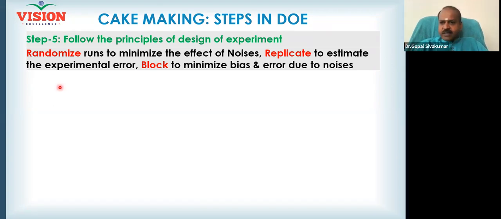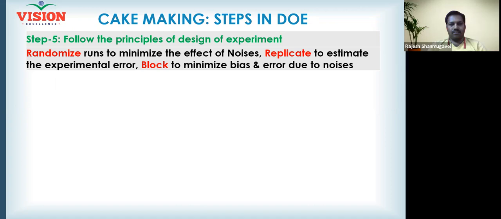If you have to make 100 cakes, the order of making the cake for a different combination of the factors should be decided by you, not by the chef. This is called randomization. All of you, do you understand what is randomization? Please confirm. Yes. Yes, sir. Yes. Right.